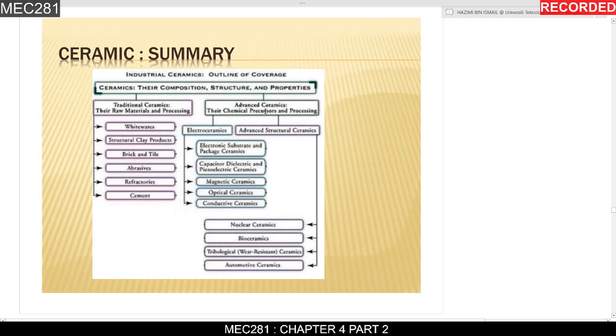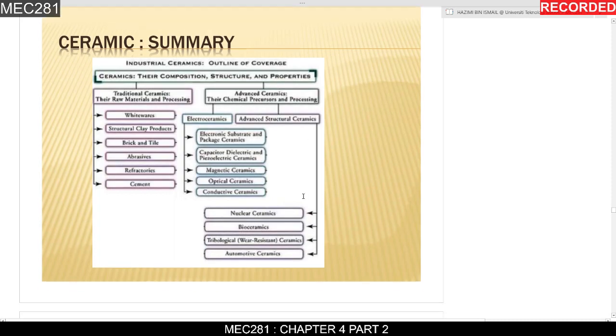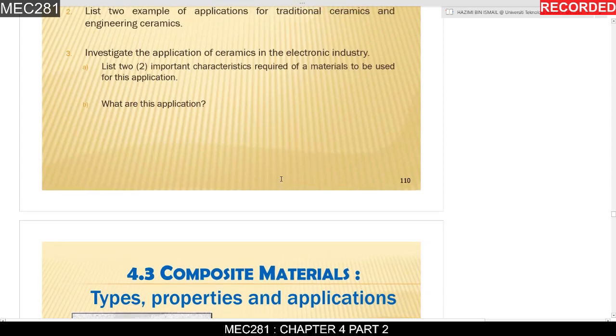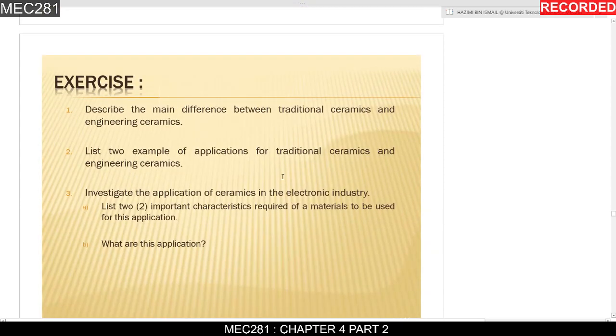So the normal ceramics that you find in our daily life, most of them come from the traditional ceramics, and the very high advanced products that are used only in certain applications maybe come from the advanced ceramics here. So this is the general characteristics, and finally we reach the end of this video.